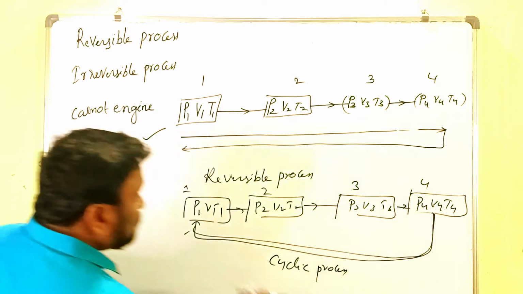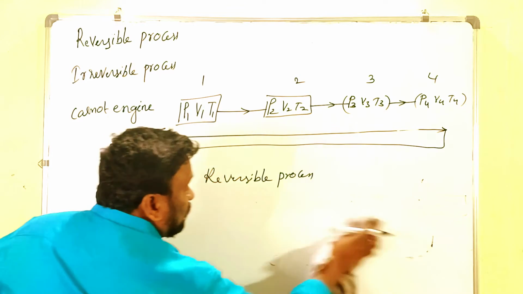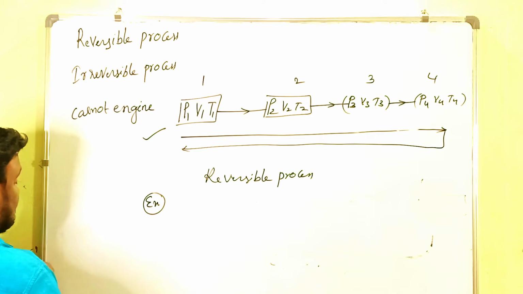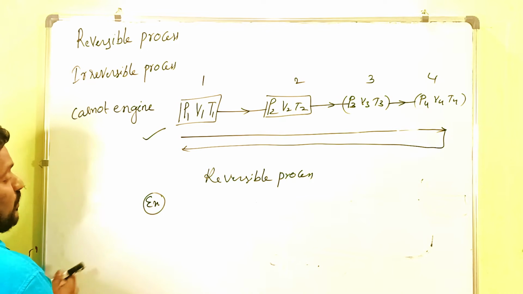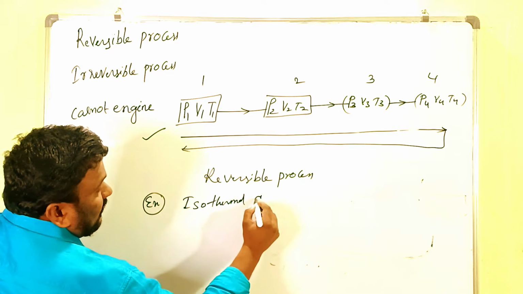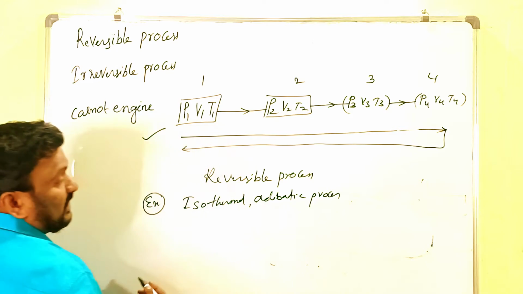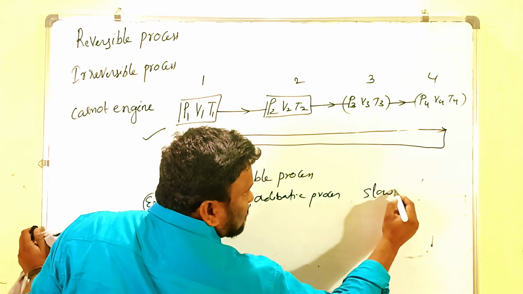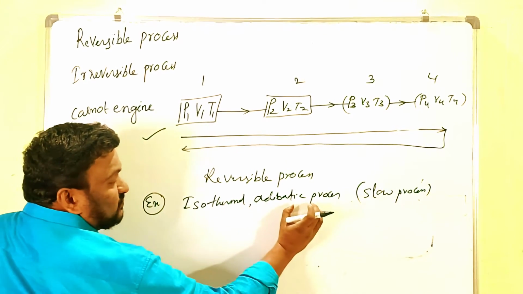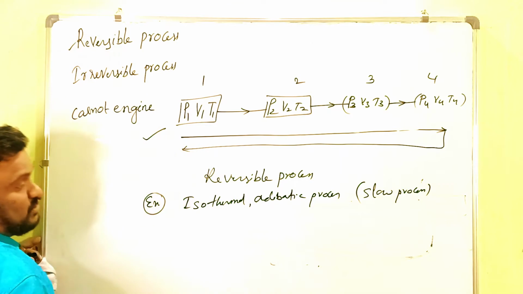So dear students, here are examples for reversible processes. The first is the isothermal process, and the adiabatic process. If they go in a very slow way, then the isothermal and adiabatic processes should be taken as examples for a reversible process.